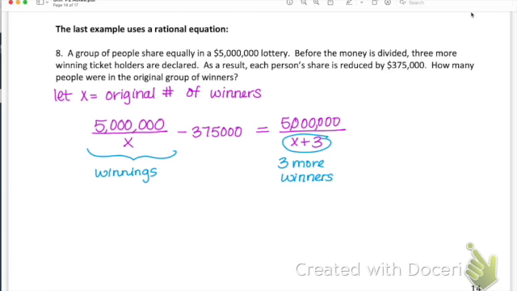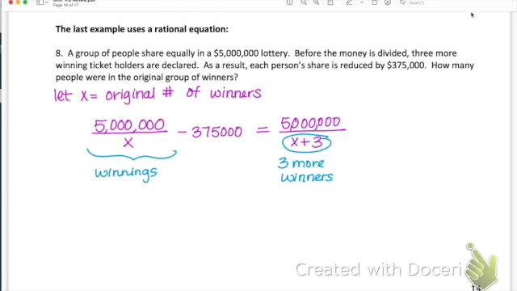There's one just like this on your homework, so you're going to set it up the same way. So the prize money didn't change, okay? The left side is what they wanted to happen: 5 million divided by the original number of winners. But the right side is what actually ended up happening. There was $5 million. It got divided by X plus 3 winners because there were 3 more winners than they originally thought. So let's say there were 4 people in the group. They thought they were splitting 5 million 4 ways, but they really had to divide it 7 ways. So 5 million divided by 7, that's how much each person got.